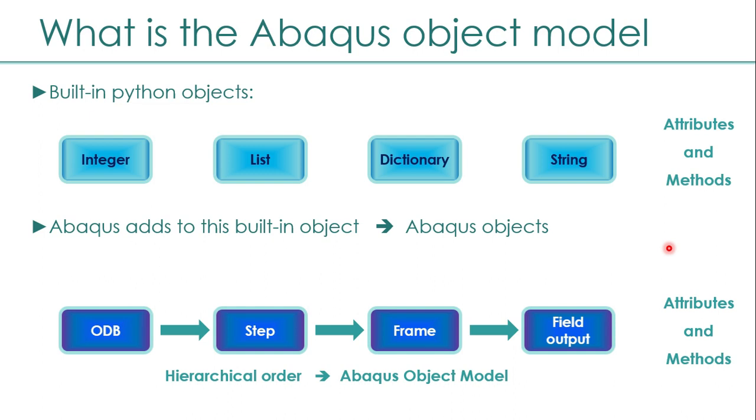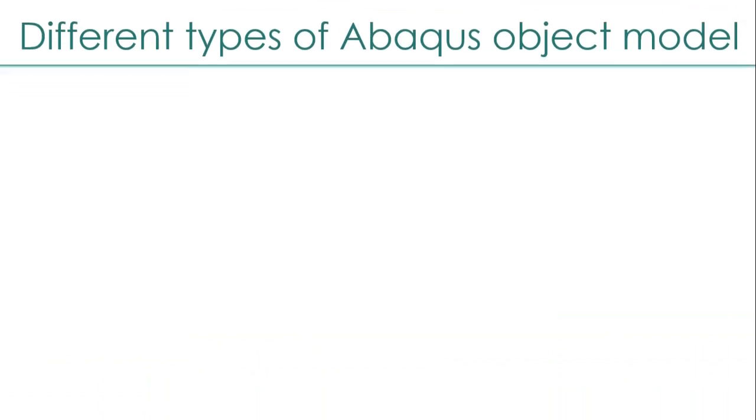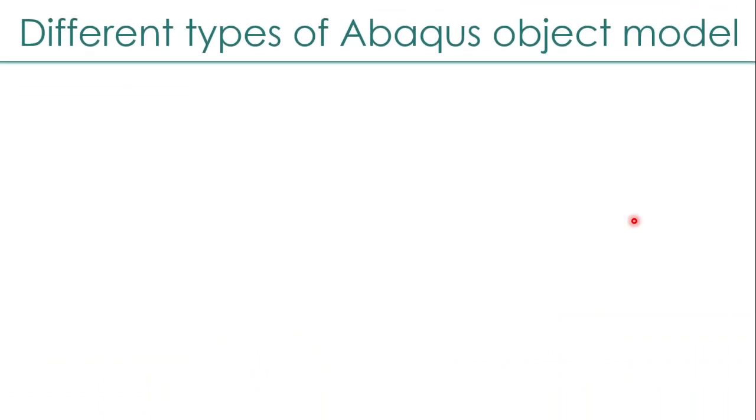Once you start coding or using this Abaqus Python scripting, you will obviously get to know this. And in most cases, it's pretty much obvious actually. So now we understand the Abaqus object model. Now let's see what are the different types of Abaqus object model available.